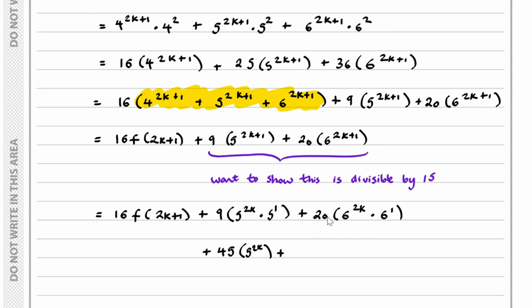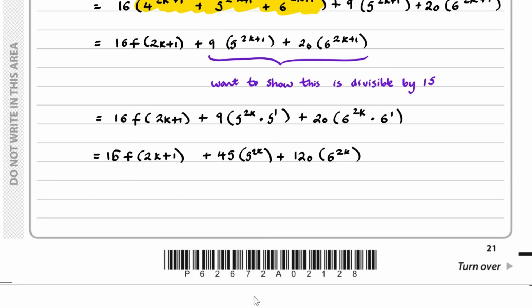And here we've got 6 times by 20, that's 120. So we've got 120 lots of 6 to the power of 2k. And then we still have this over here, the 16 lots of f of 2k plus 1. So the 45 and the 120 are divisible by 15.